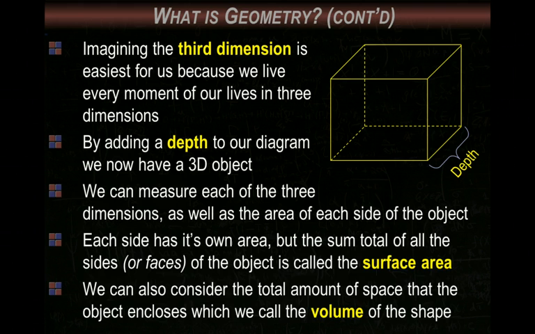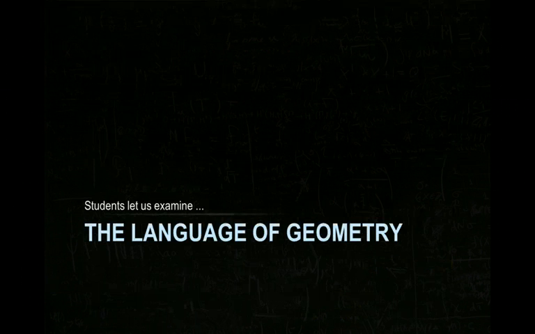Now, in this particular object, there's even more things we can measure. We can measure area of all the sides of that object, and we can measure something called the volume, which is how much you can put inside of it. We'll talk in more detail about that in a later presentation about area and volume. But let's start with the simple stuff.